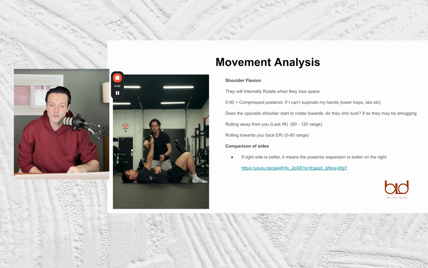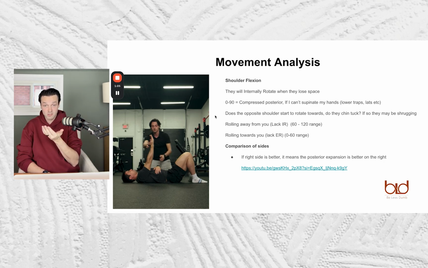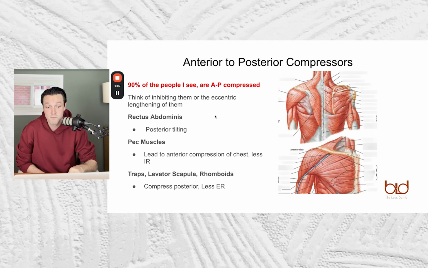Whenever they start to lose space to move into, which is anywhere along here, they're going to start to internally rotate. So the thumb is going to start to turn inwards. That's one thing to look for. If they're somewhere between 0 to 90, so somewhere between here and here where the test ends, then they are compressed posteriorly. If they can't supinate their hands fully from the start, then they are compressed posteriorly as well.